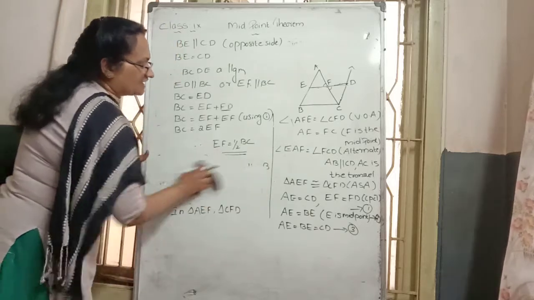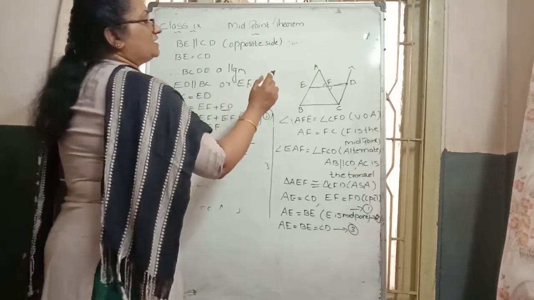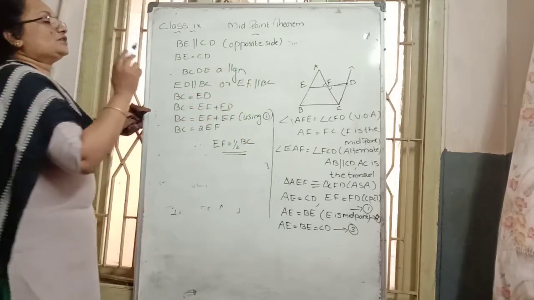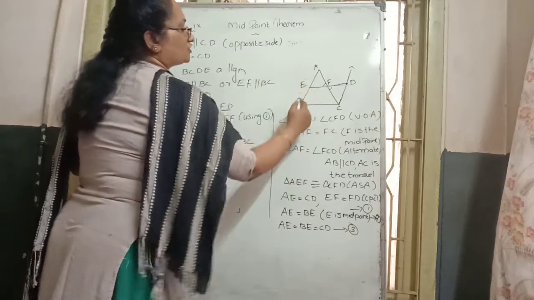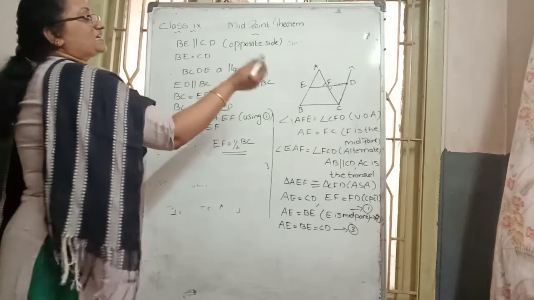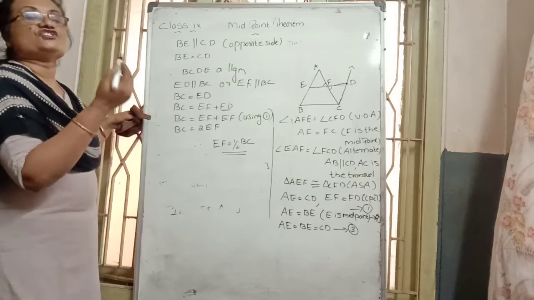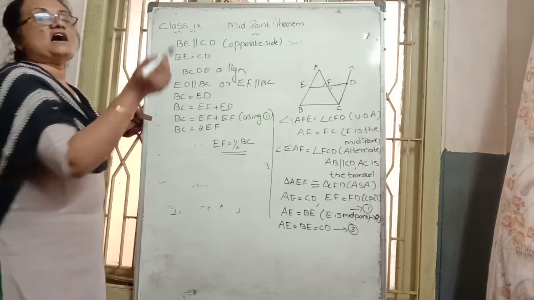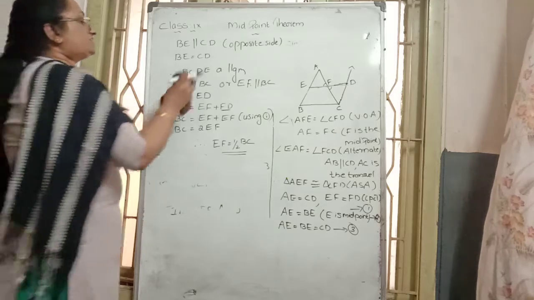So what can we conclude? When a line is drawn through the midpoints of two sides of a triangle, it is parallel to the third side, and it is equal to half of it. That is the midpoint theorem.